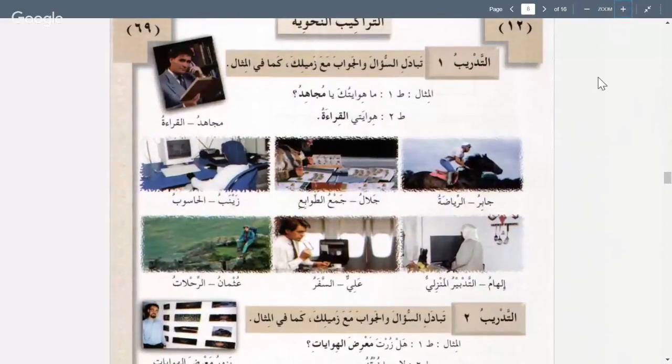Okay, so this is, let's see what page it's on in the book. Okay, this is page 265. And let's look at the example. We have student one and student two. Ma hiwayatuka ya Majahid? Hiwayati al-kira'a. So what they're doing is they're giving you a name and a hobby. So the first person asks, what's your hobby? And then gives that person's name, ya, whatever the name is. And the second person answers with the hobby that they give you.